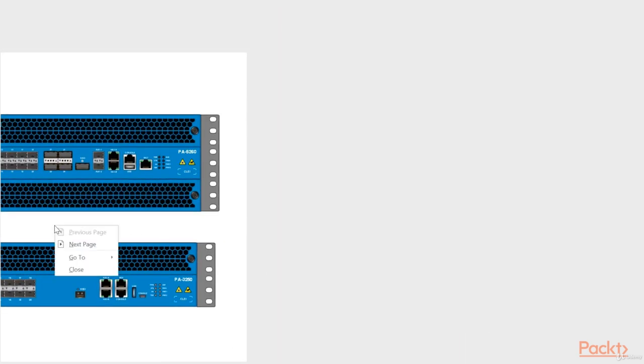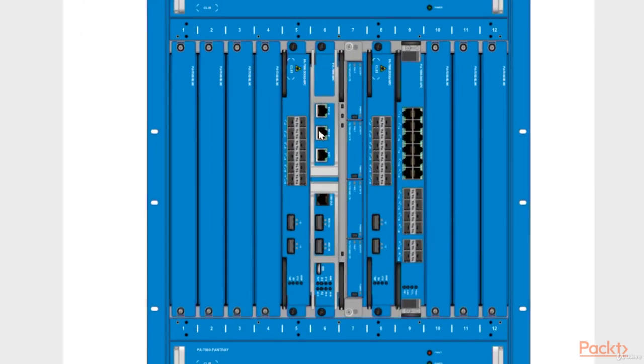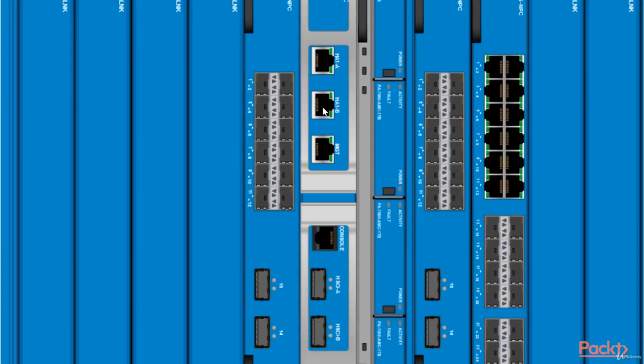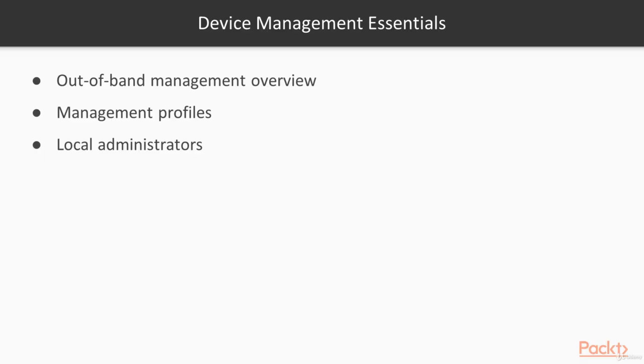If we take a look at the chassis version of the Palo Alto, in this case we have a 7080, but most other chassis will basically have the management interface located in the same location, which in this case is going to be the supervisor blade. So let's take a closer look and you should be able to see it right here. There you go. That's your management interface, and again, this is usually on the supervisor module. Okay, so there you have it. We covered the management interface on the physical appliance itself.